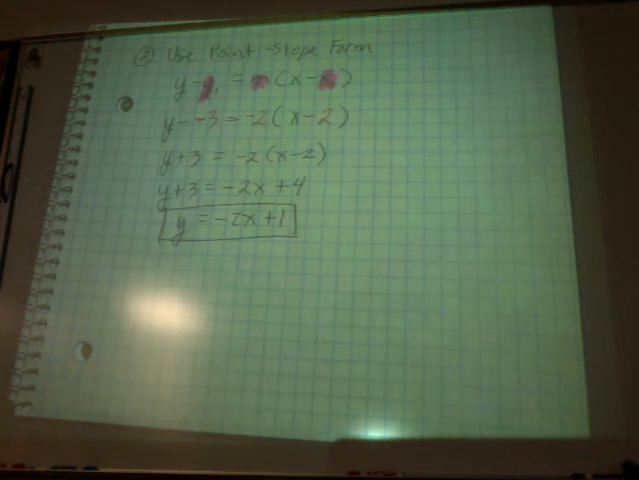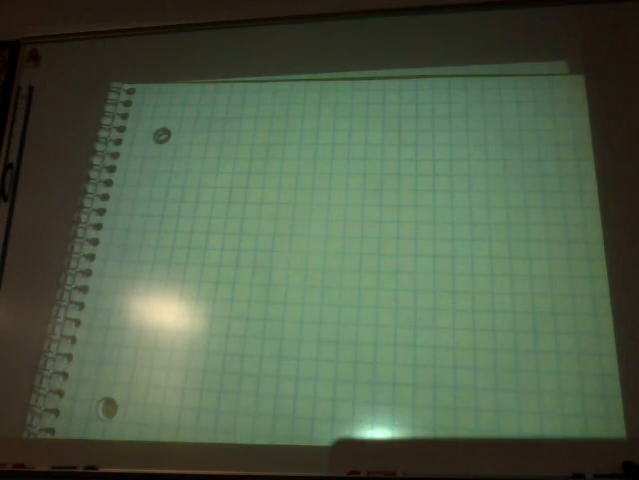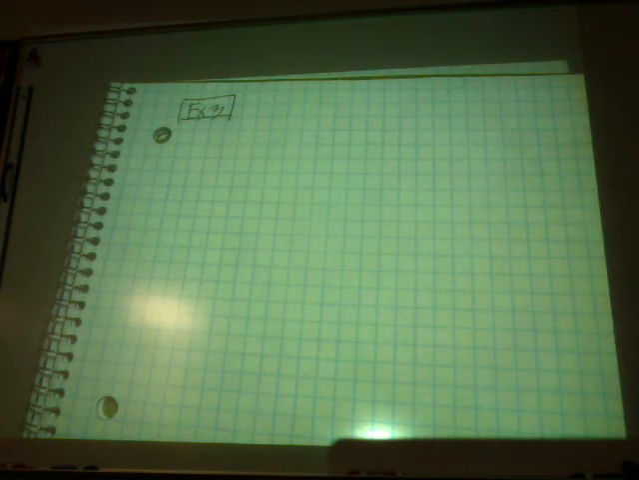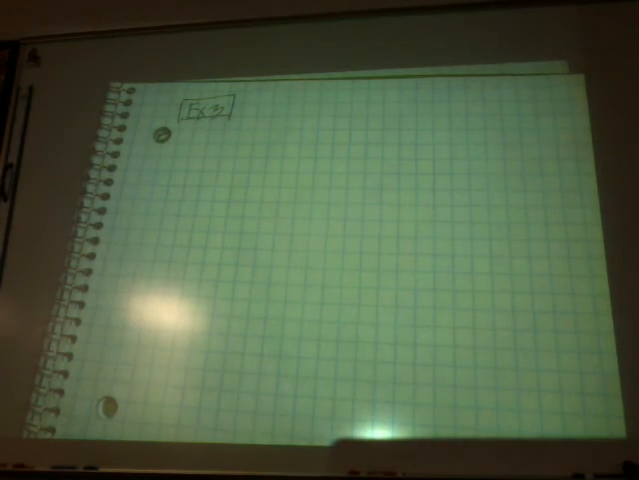Then let's look at example 3. Now the other thing I could do to you is give you a point and give you a line that's parallel or perpendicular to the line that you're writing the equation to, and that'll give you some information on slope.